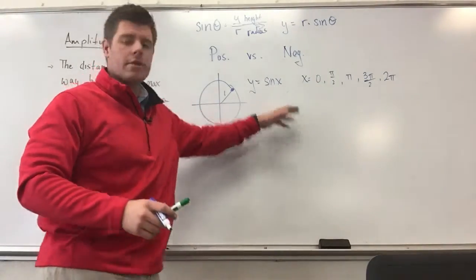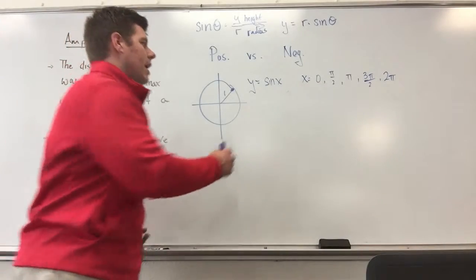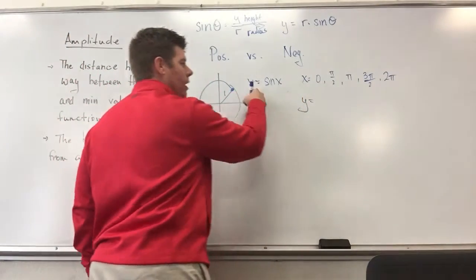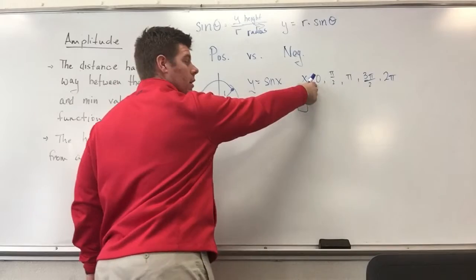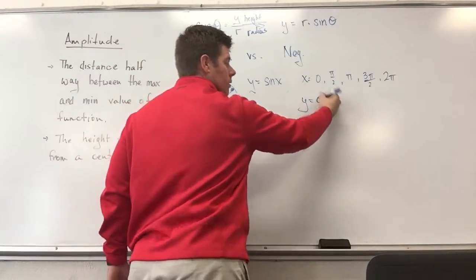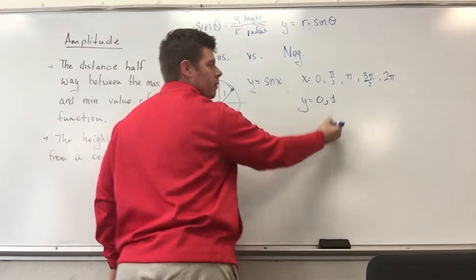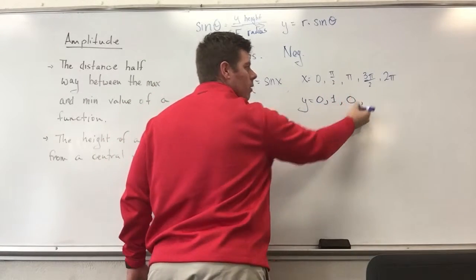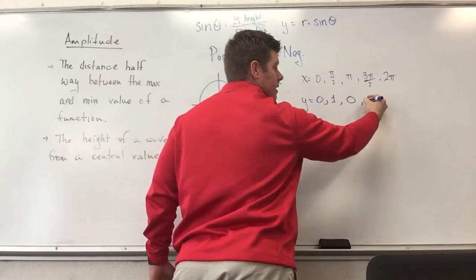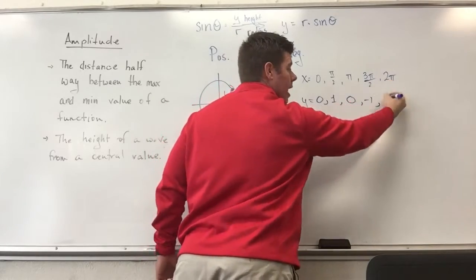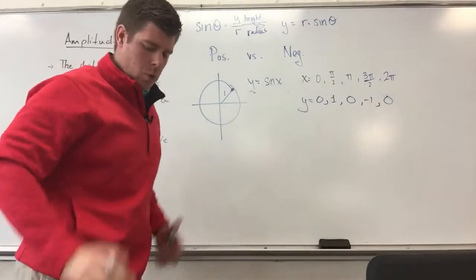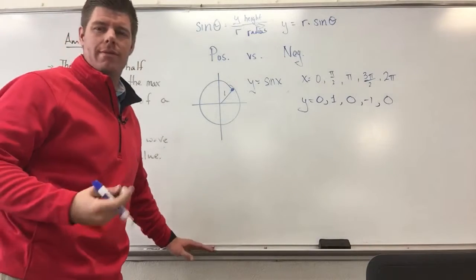And what we begin to understand is, why is it that the y value, my output for 0, is going to be 0? Why is it that pi over 2 is 1? Why is it that pi is 0? Why is it that 3 pi over 2 is actually negative 1? And why is it that 2 pi is now 0? So where do they come from? What does this mean?